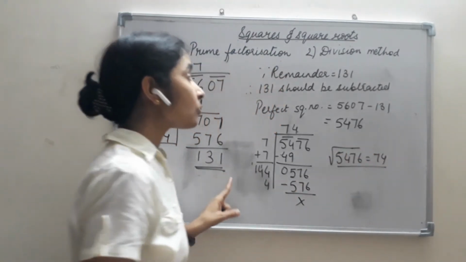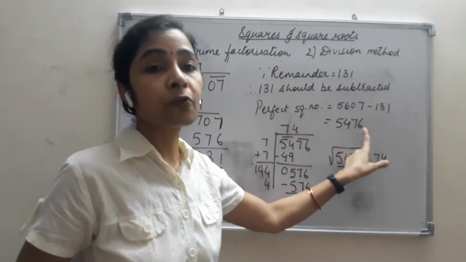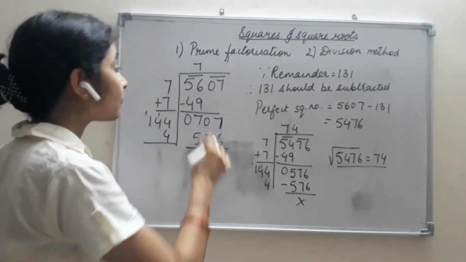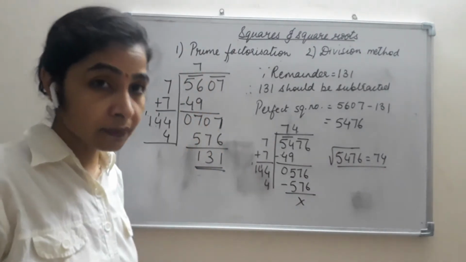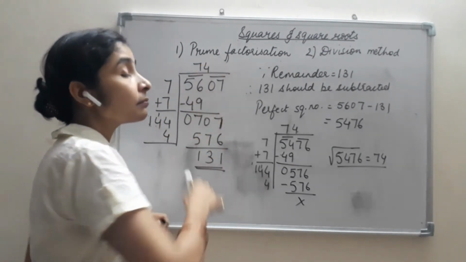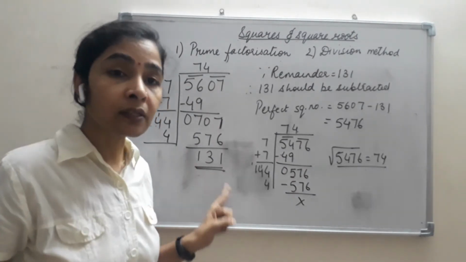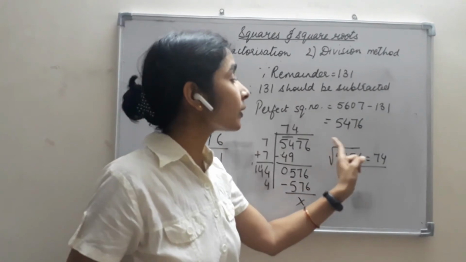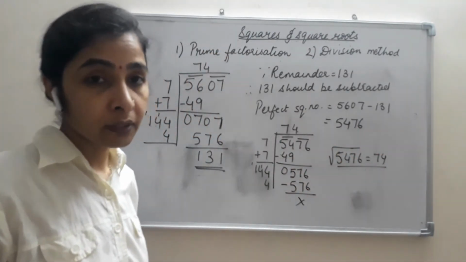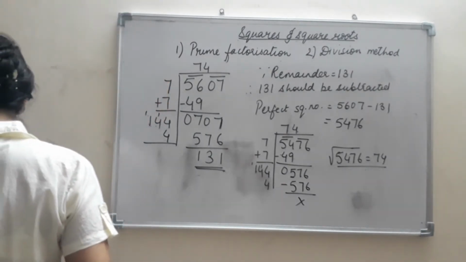Okay, so which number should be subtracted? 131 should be subtracted, which gives a perfect square number, 5476. What is the square root of that number? 74. So we were given the number 5607. We were asked to subtract such a number from it so that it makes a perfect square number. We got the remainder as 131, which we subtracted from it to get the perfect square number. Okay, so this is the way to find out the number which should be subtracted to make the given number a perfect square.